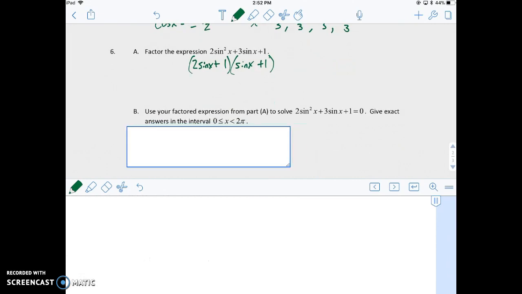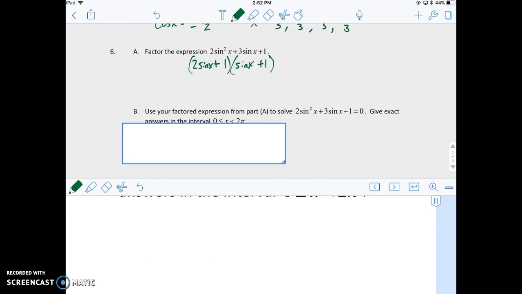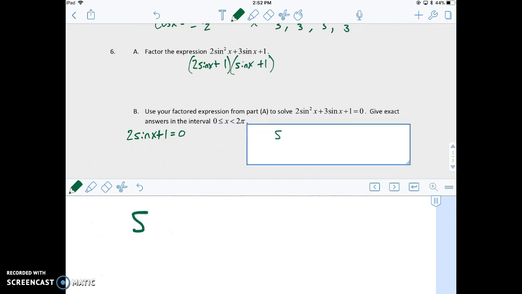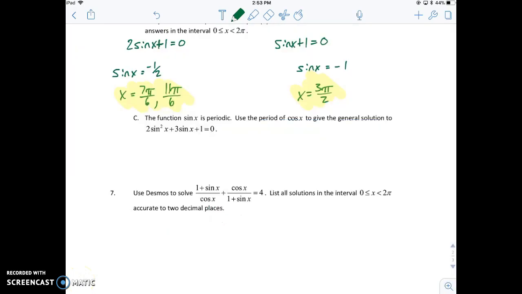Right? So for part B, we're going to use our answer from part A to finish solving this equation for it equals 0. We can use our zero product property to split this into 2 separate problems. So 2 sine of x plus 1 equals 0, or alternatively, sine of x plus 1 equals 0. Right? I'm going to pause the video here so you can try solving these two on your own to get the sets of answers that we are looking for.